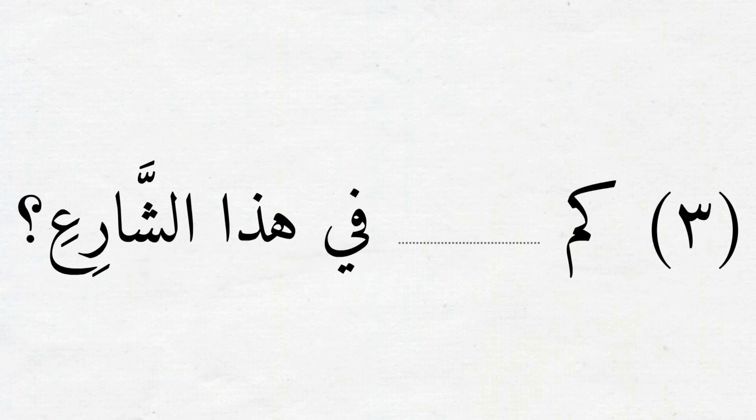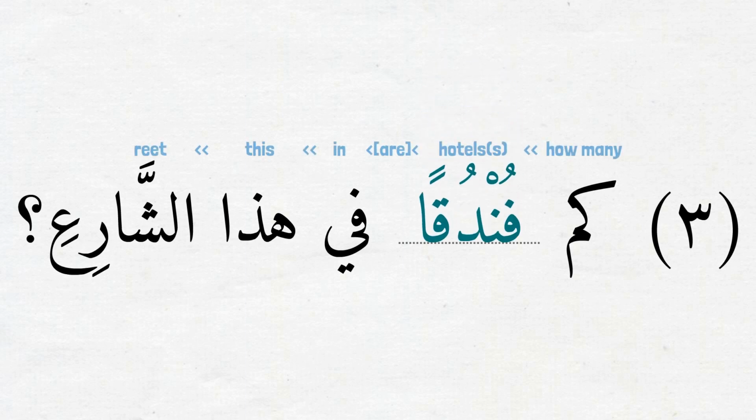Sentence 3. كم في هذا الشارع? How many on this street? Let's say how many hotels are on this street. How do you ask that? كم فندقا في هذه الشارع?